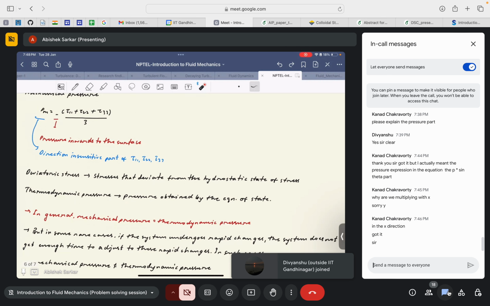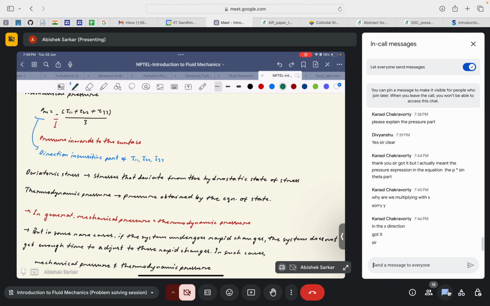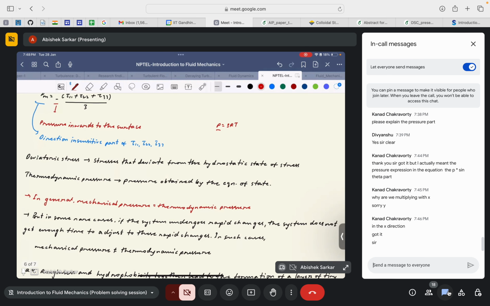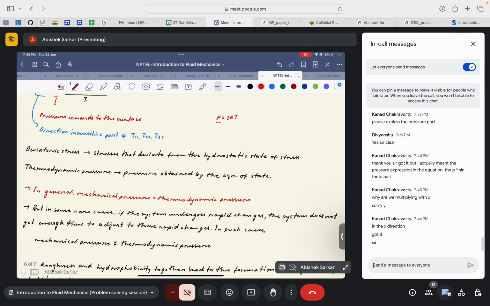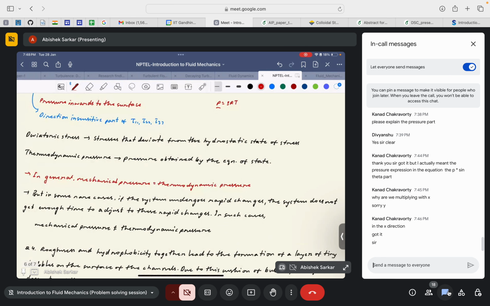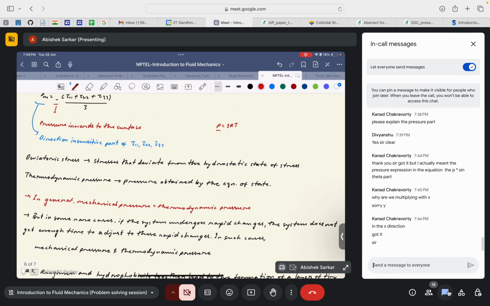And then there is the thermodynamic pressure obtained by the equation of state. So if you are considering an ideal gas, P would be equal to rho R T. So this is the equation of state. From here also you can find the pressure for a particular system, and in general this mechanical pressure is equal to thermodynamic pressure.